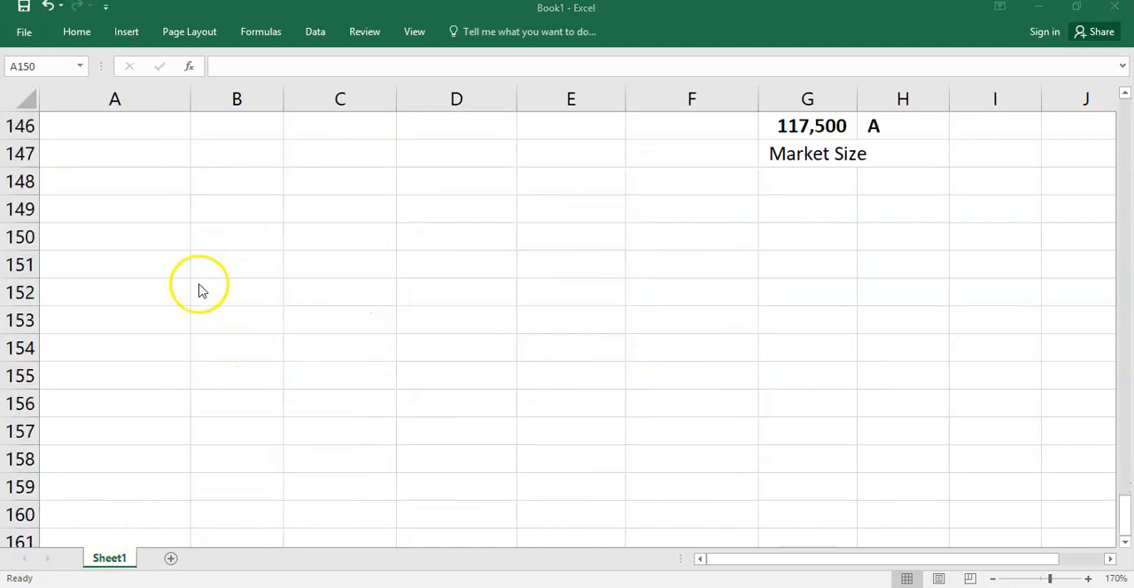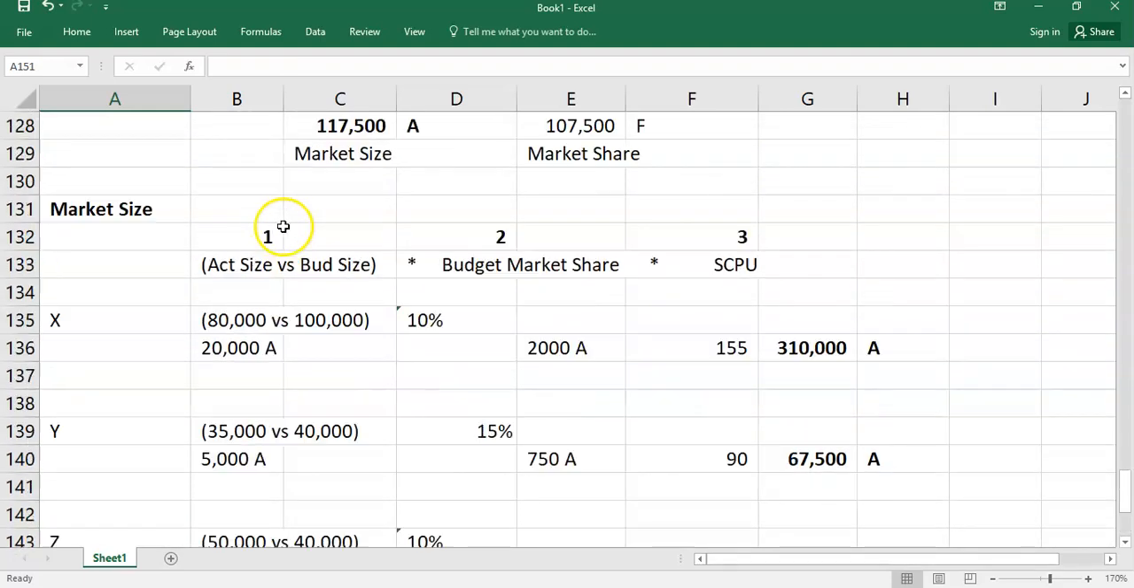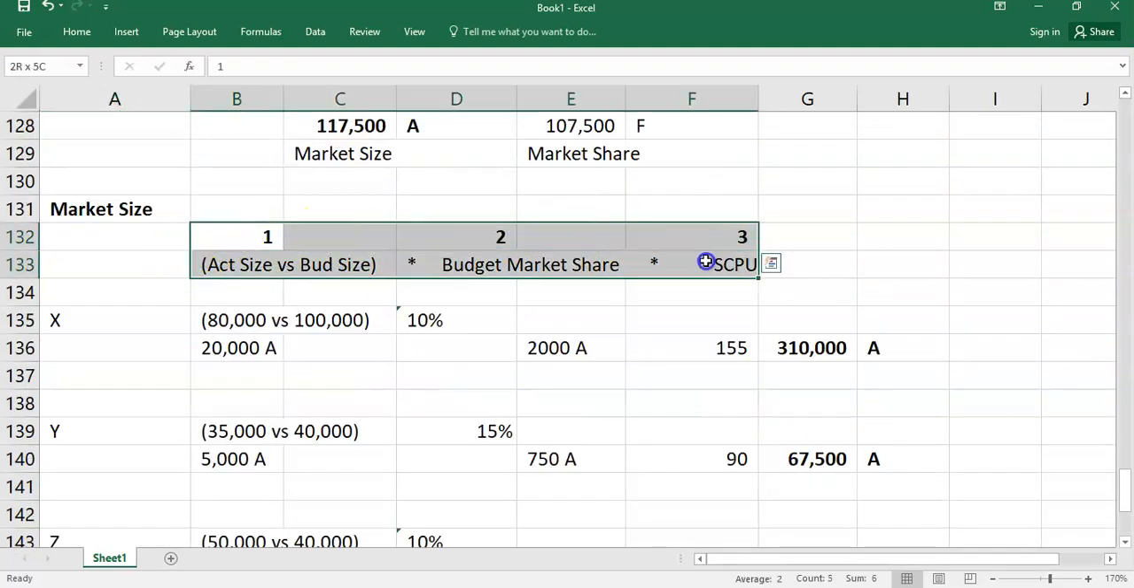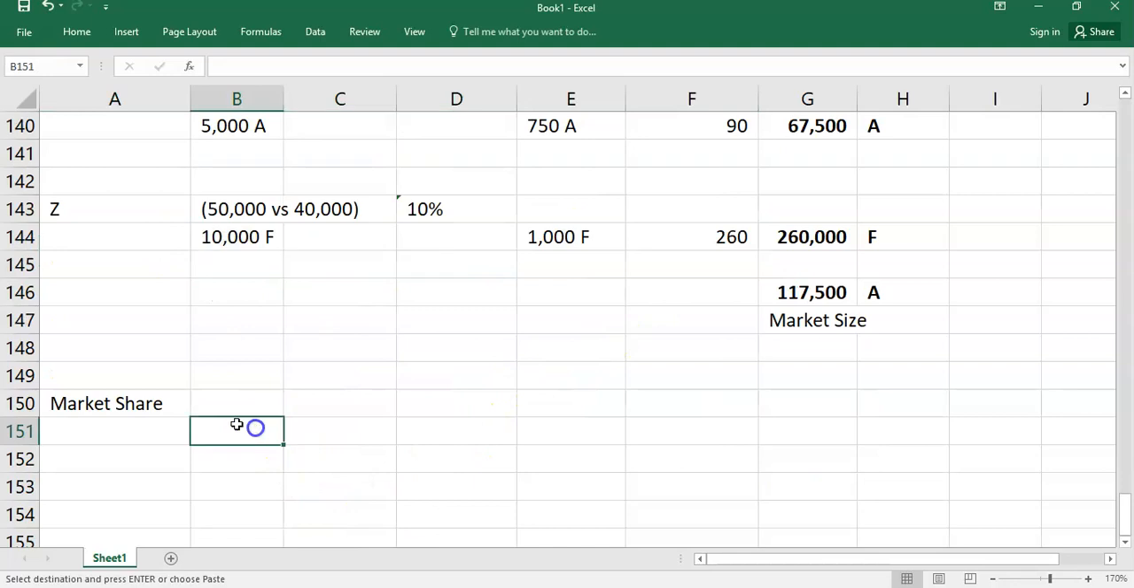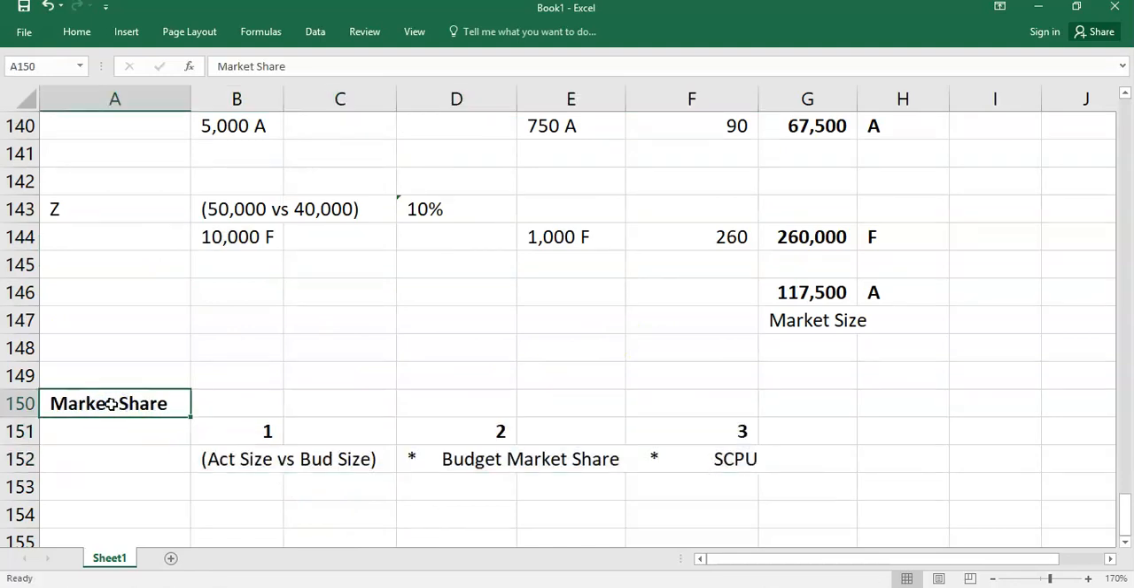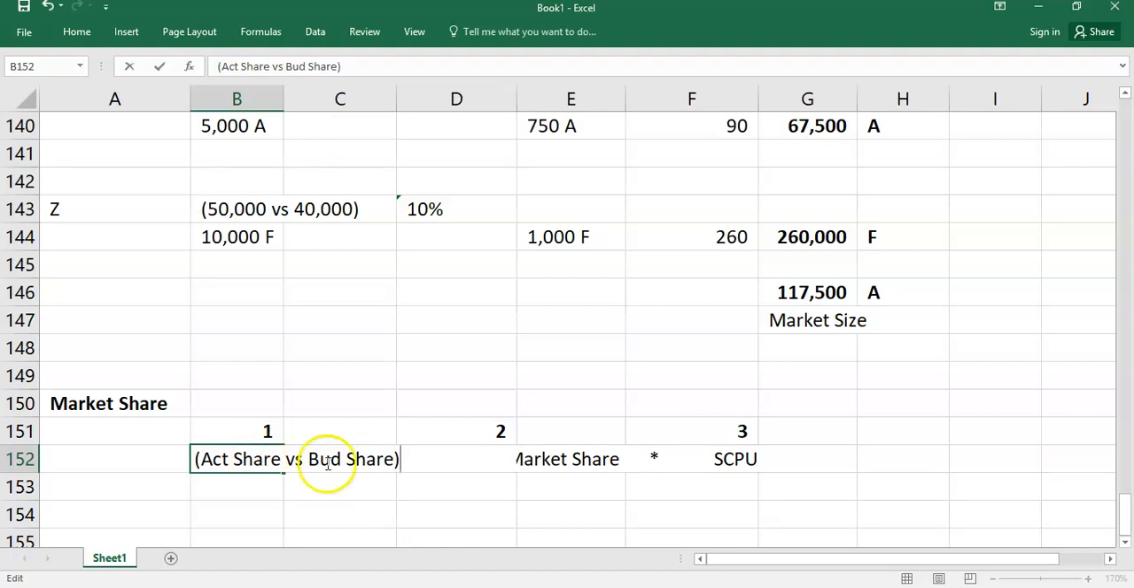So if we come down then and look at the last one, the market share. The market share here, again, it's 3 elements. So I'll copy down the 3 just to show you that they slightly change. In this case, we're now looking at what is our share of the market. Did it increase or decrease? So you look at actual share versus budget share. And that answer will be in percentage form.